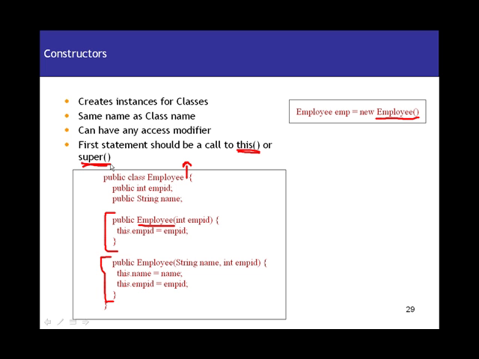Basically, the first statement in any constructor should be a call either to this or super, and if you fail to do that, it's going to throw an error, right? And if you don't put any calls to this or super in your constructor, by default the compiler is going to put a super call as the first statement in your constructor, right?